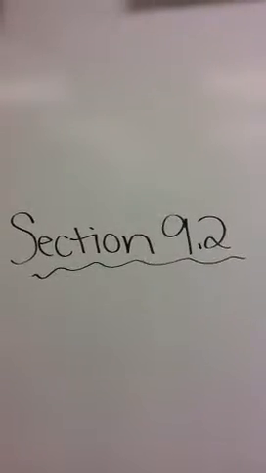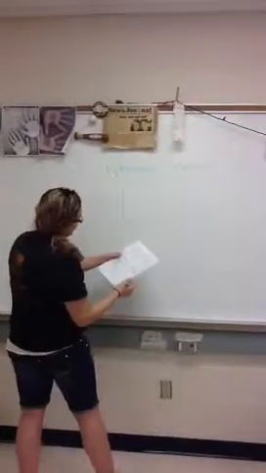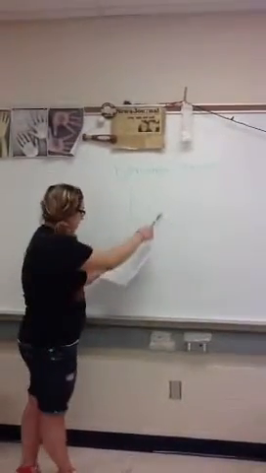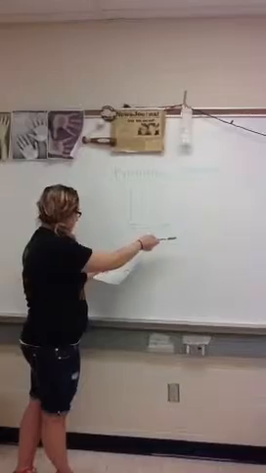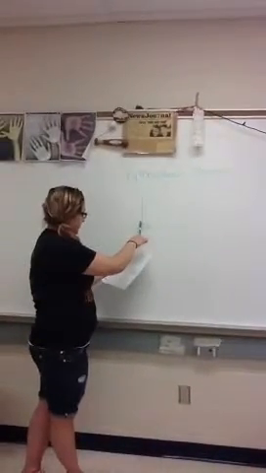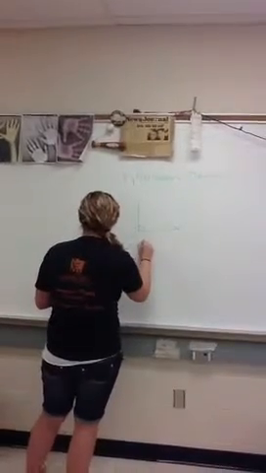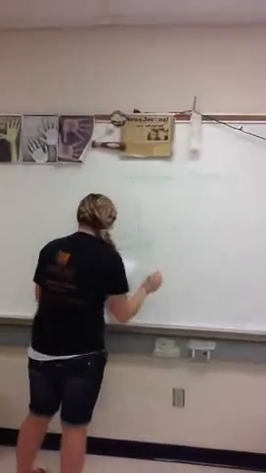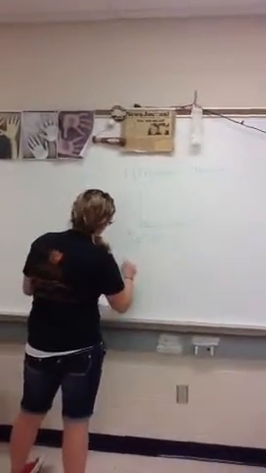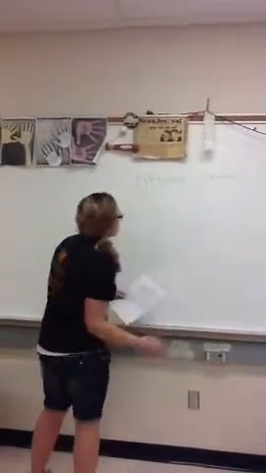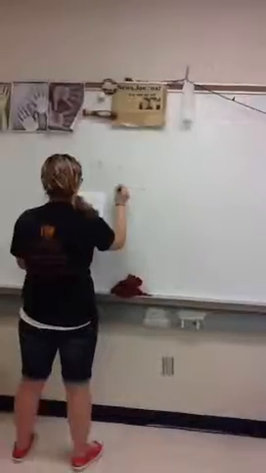Section 9.2. In a right triangle, the square of the length of the hypotenuse is equal to the sum of the squares of the lengths of the legs. Summed up, that means c squared equals a squared plus b squared, which you can also say as leg squared plus leg squared equals hypotenuse squared. That is the Pythagorean theorem.